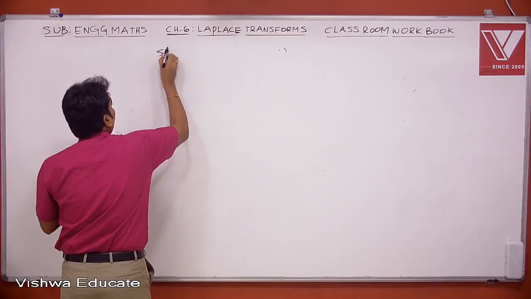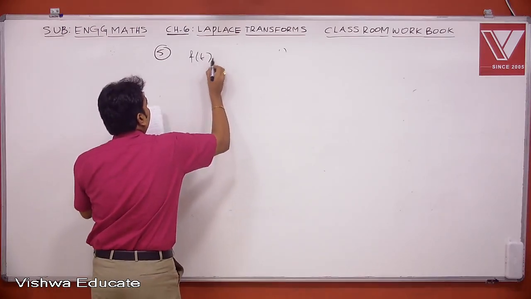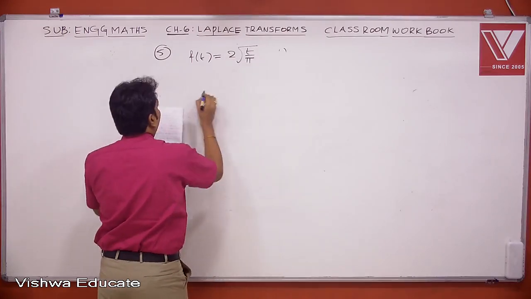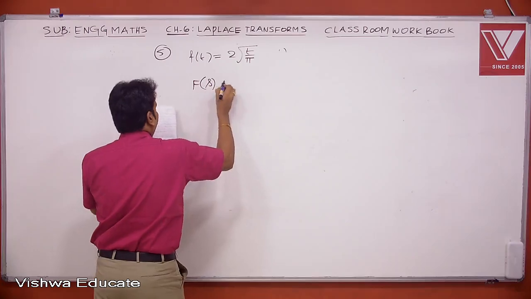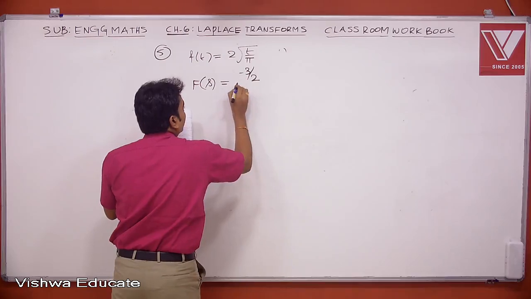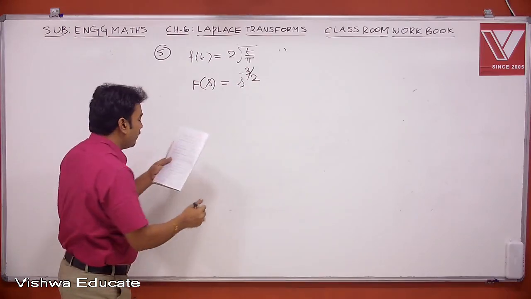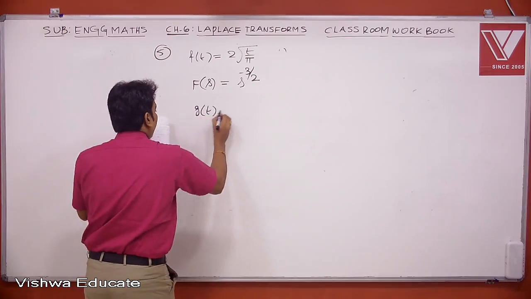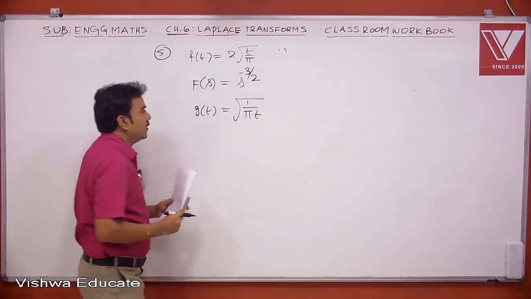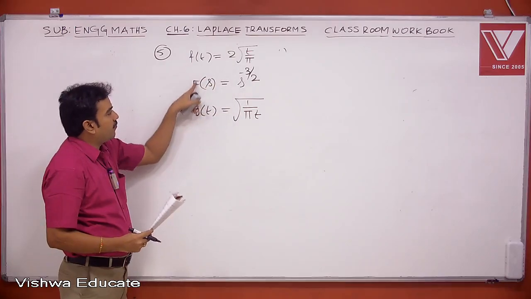Now we discuss question number 5. Given that f of t equals 2 times square root of t by pi, its Laplace transform, capital F of s, is given as s power minus 3 by 2. Then the Laplace transform of g of t equals square root of 1 by pi t is blank. So f of t is given like this, a function in the variable t, and capital F is its Laplace transform.